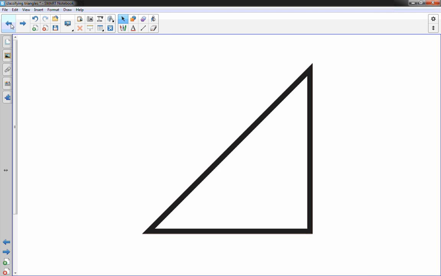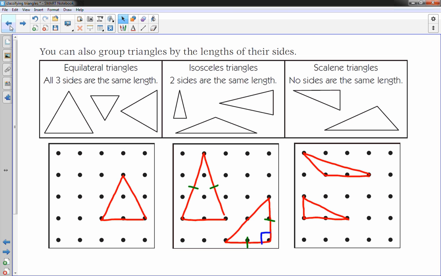If I go back to this page, you have a worksheet that looks similar to this, and if you would like to complete it, I think that would be a really good idea. There will be some more of these squares with dots on them below, and why don't you try to draw some more equilateral, isosceles, and scalene triangles on the front side of that worksheet.